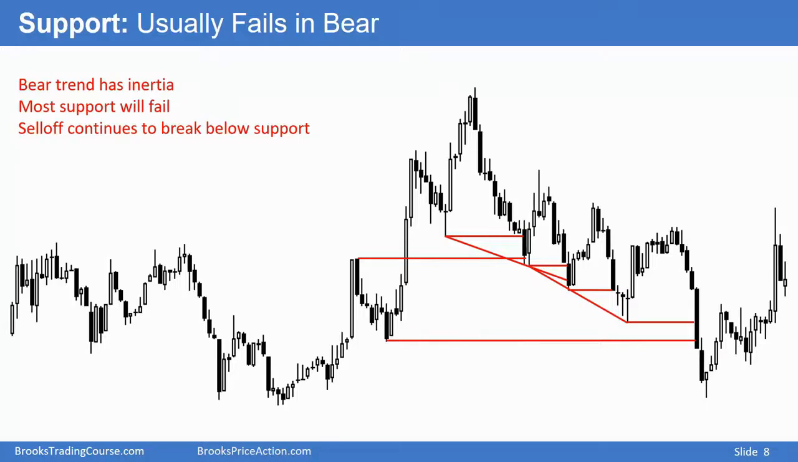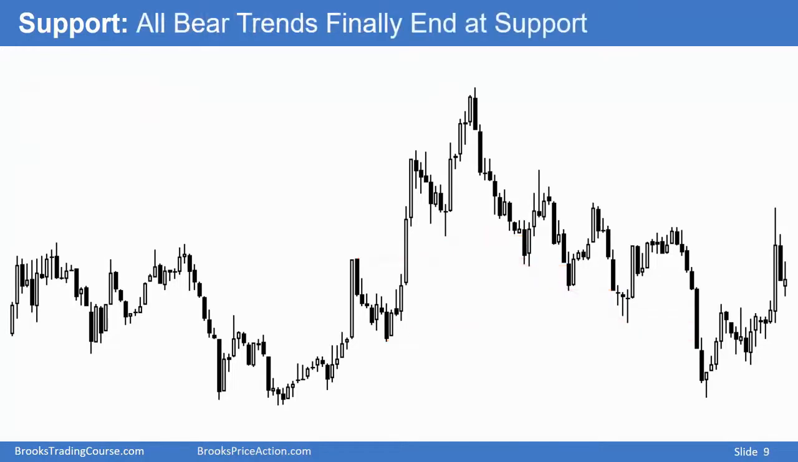Most support fails in a bear trend. However, all bear trends finally end at support. That means it's important to keep looking for support and then watching how the market behaves at support.